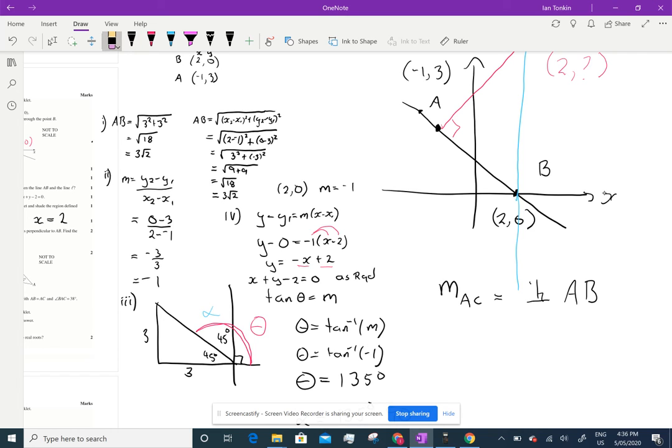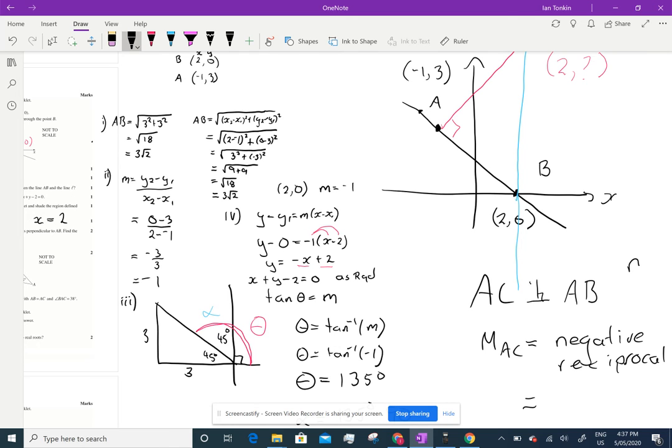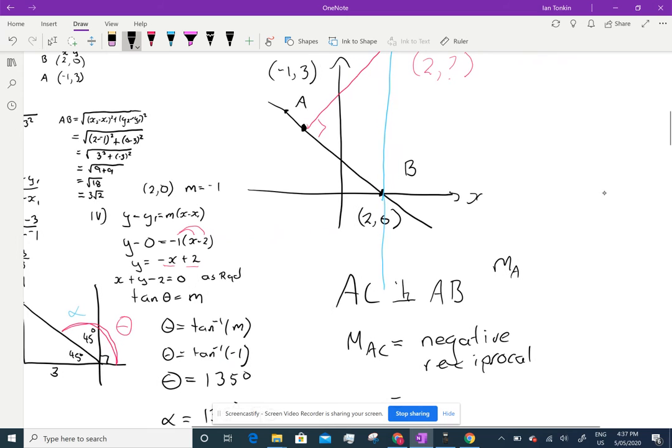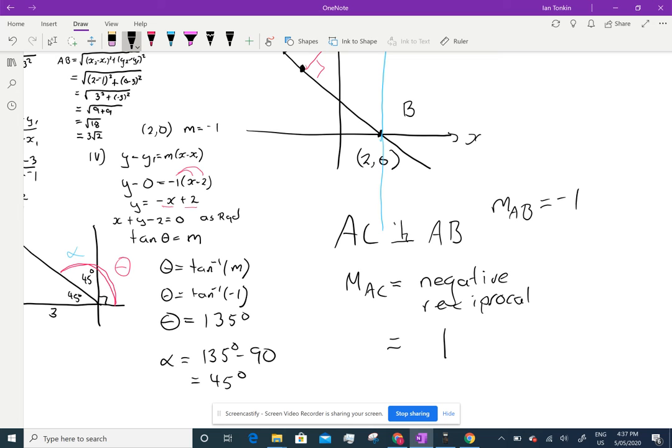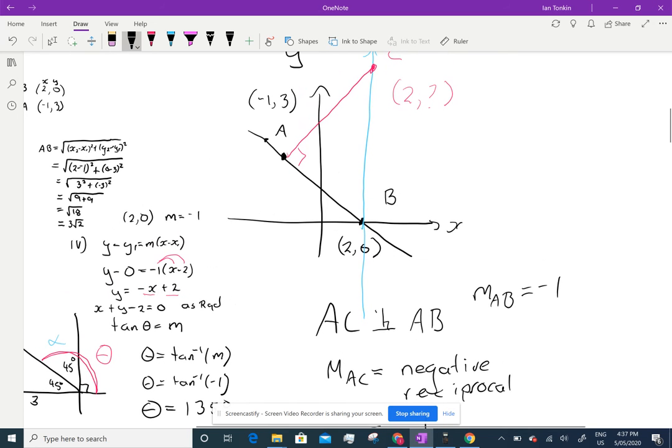So the gradient of AC is perpendicular, so MAC is the negative reciprocal. So MAB, if you remember, was -1. Well, the negative of -1 is 1, and the reciprocal of 1 is 1. So the gradient of AC is 1.